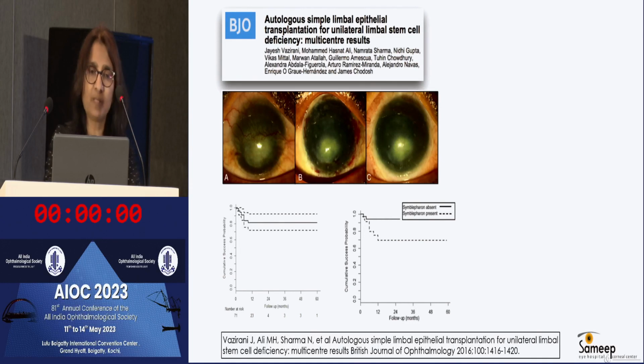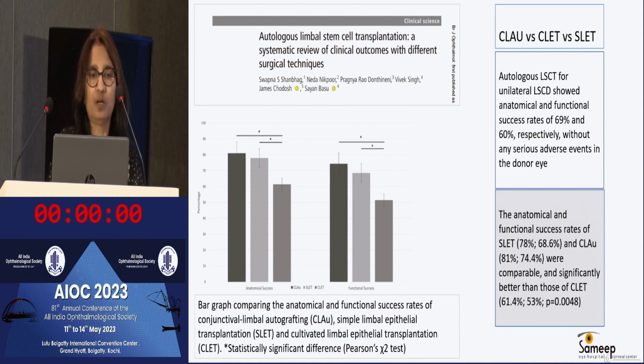A lot of papers are there about the success of simple limbal epithelial transplantation, and this was a multi-center trial where they looked at, and found that the success was much more when there was no symblepharon as compared to the patients who had associated symblepharon. The other group also looked at autologous limbal stem cell transplantation, a systematic review of clinical outcomes with different surgical techniques like CLAU versus CLET and SLET.